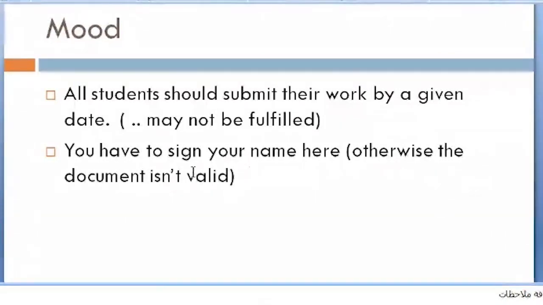But here in the next one you have the modal auxiliary have to. This is stronger than should. You have to sign your name here. بعد ما بيها مجال، ما بيها استثناء. لذلك المعنى in brackets. Otherwise the document isn't valid. بعد الوثيقة غير سارية المفعول. Without what? Without signing your name.